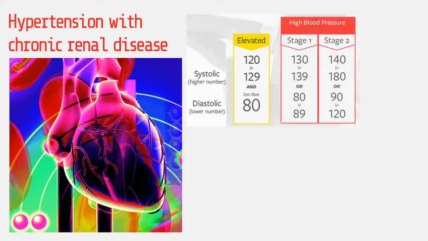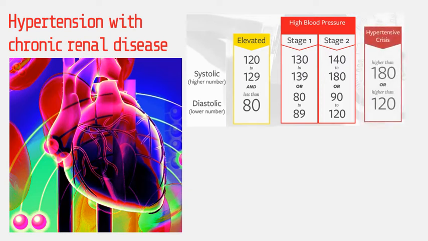High blood pressure is again divided into stage 1 and stage 2. In case of stage 1 high blood pressure, the systolic blood pressure is 130 to 139 mm of mercury, whereas the diastolic blood pressure is in between 80 to 89 mm of mercury. In case of stage 2 high blood pressure, the systolic blood pressure is 140 to 180 mm of mercury, whereas the diastolic blood pressure is in between 90 to 120 mm of mercury.